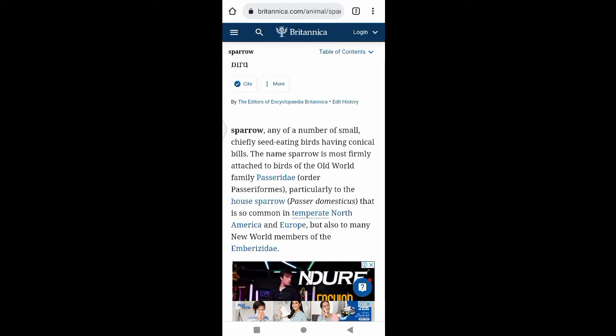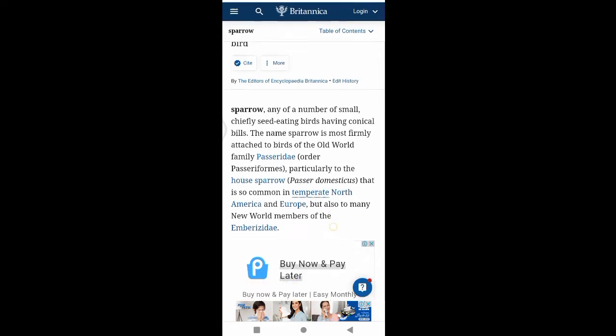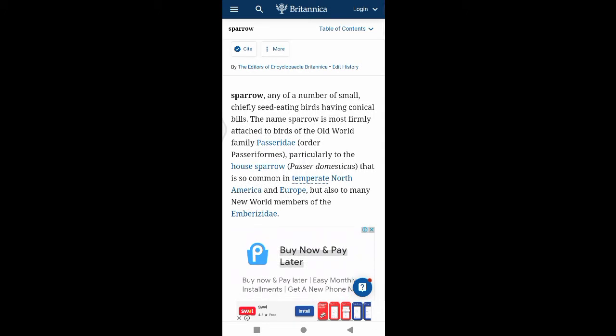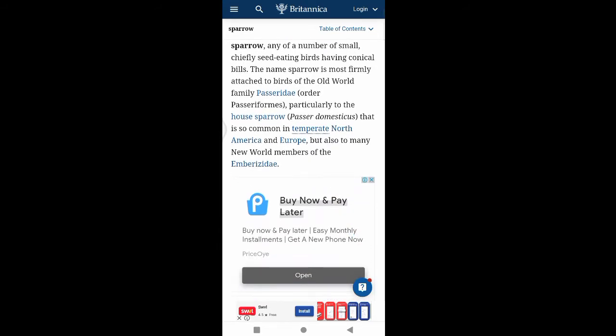Sparrow, any of a number of small, seed-eating birds having a conical bill. The name sparrow is most familiarly attached to birds of the Old World family Passeridae, particularly to the house sparrow, that is the common sparrow in temperate North Africa and Eurasia, but also many New World members of the family Emberizidae.